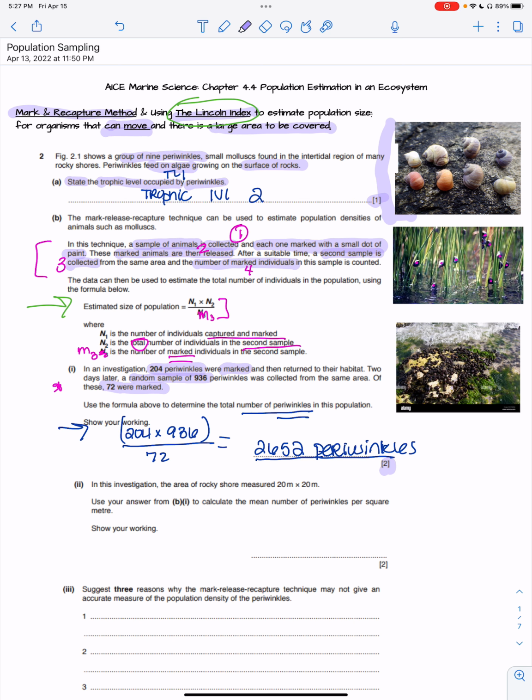Okay, and now we're going to have to put into some basic, just some basic, I don't know if you call it area geometry, algebra, just basic math. So in the investigation of a rocky shore, in this investigation, your total that you assumed in that population was 2,652. And they tell you that the area that they were trying to sample is 20 meters by 20 meters.